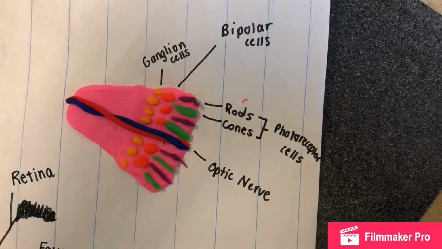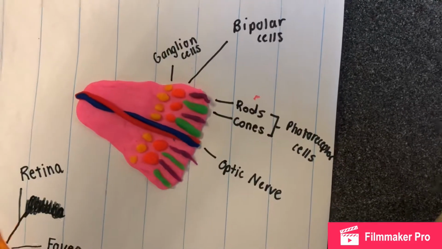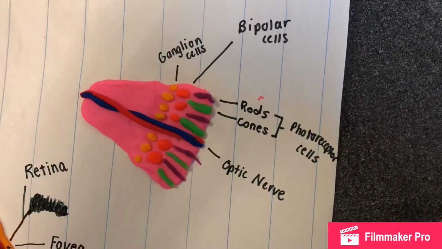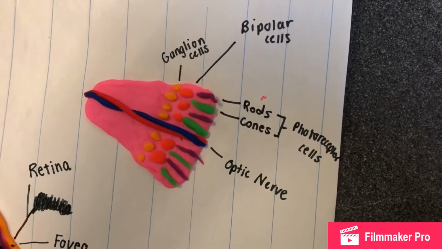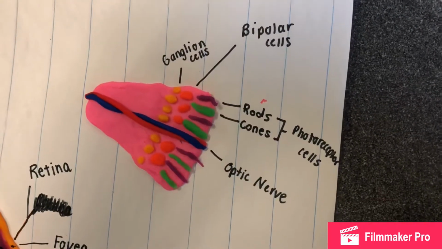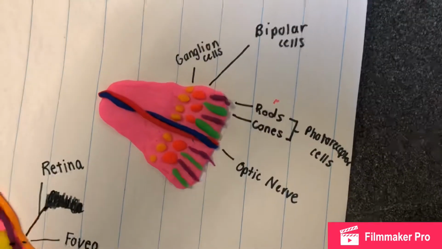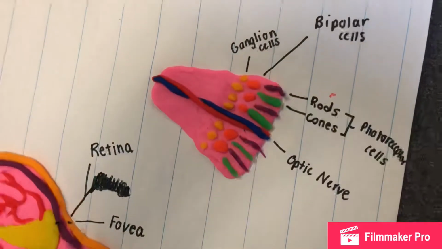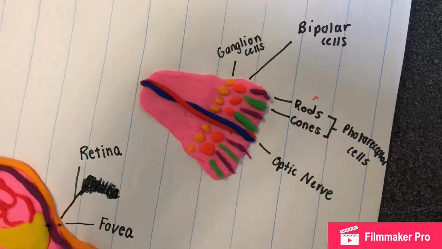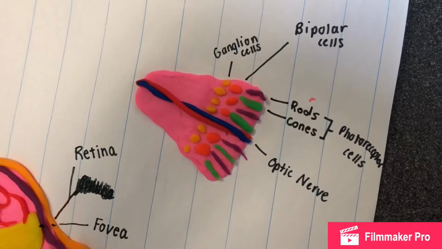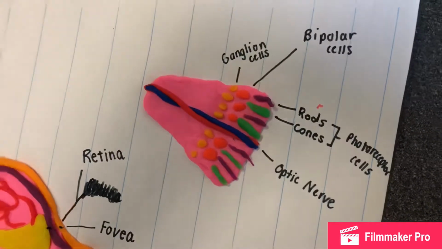For a closer look at the optic nerve, we have the bipolar cells, which are specialized cells that connect and share information from the rods and cones to the ganglion cells that make up the optic nerve. And the ganglion cells, these yellow cells, are the receivers from the bipolar cells that transmit to the brain.